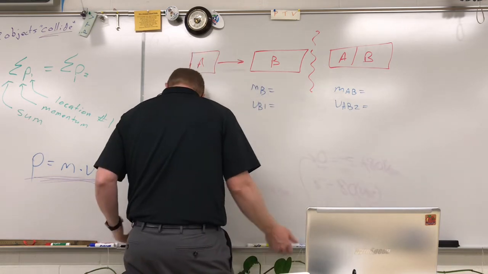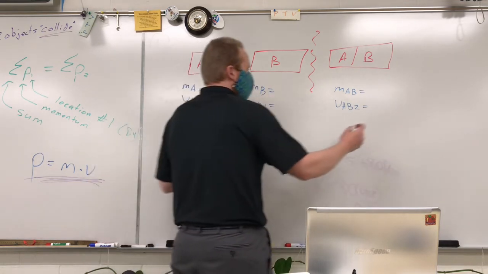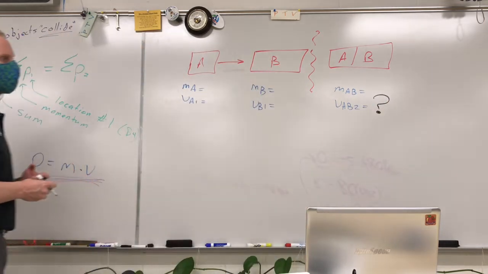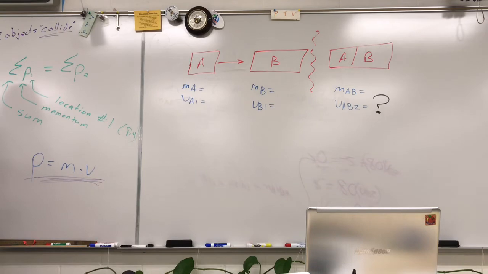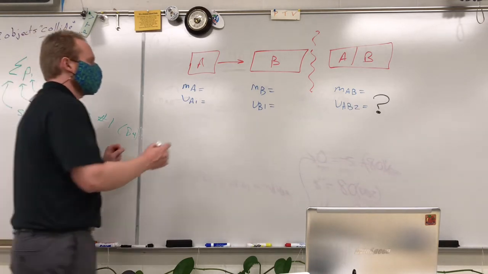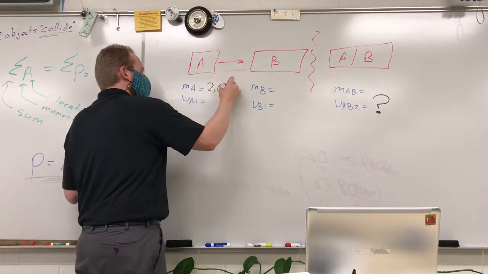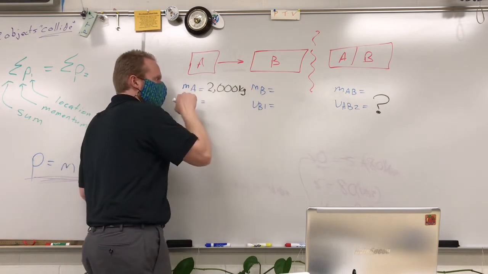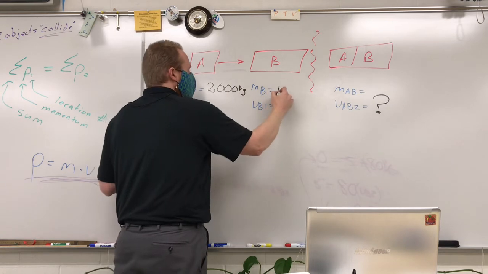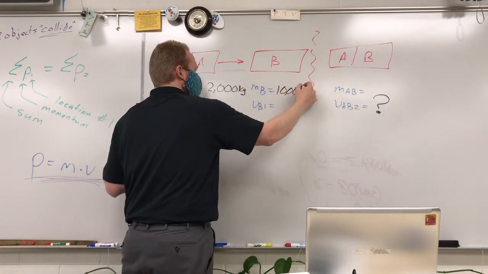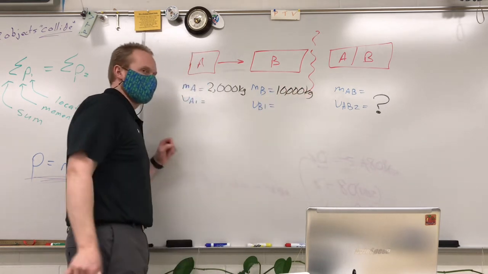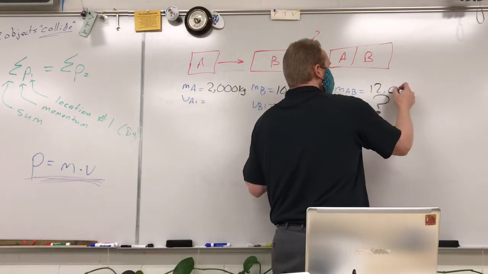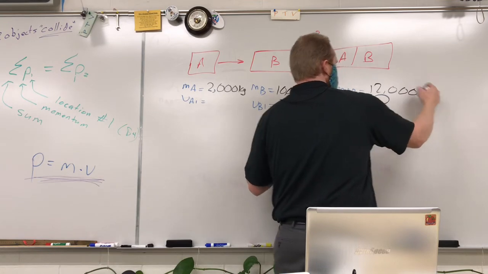So, how fast will they move afterwards? We're solving for that VAB2. It says the car has a mass of 2,000 kilograms. How do I know that's a car? Because the car is moving. And the semi has a mass of 10,000 kilograms. So if they lock bumpers, they're essentially one 12,000 kilogram object afterwards.